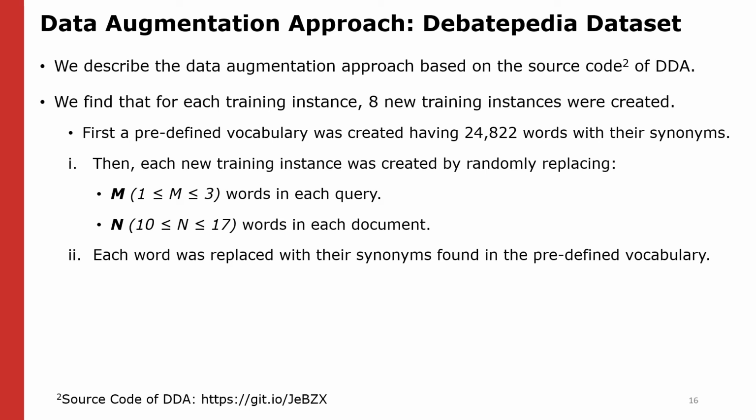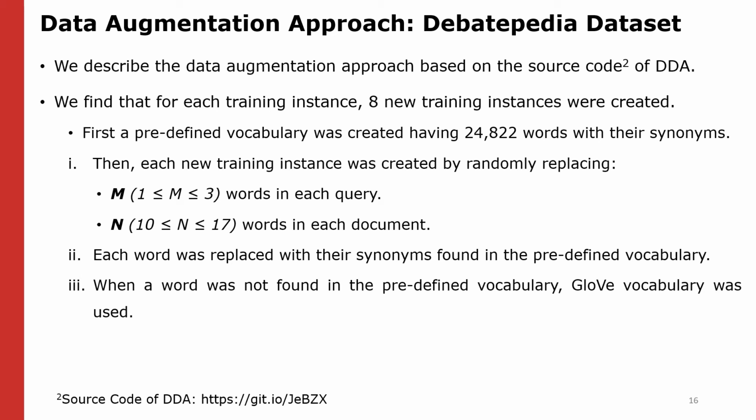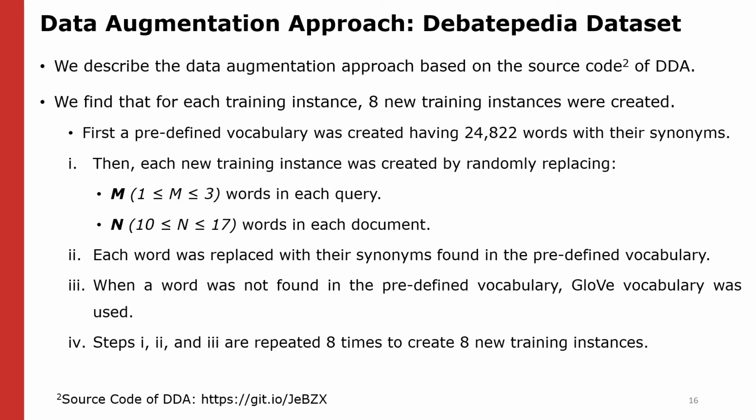If the selected word was not found in the predefined vocabulary, then it was replaced with the most similar word found in the global vocabulary. This process is repeated 8 times to create 8 new training instances. Now we will describe our experiments.